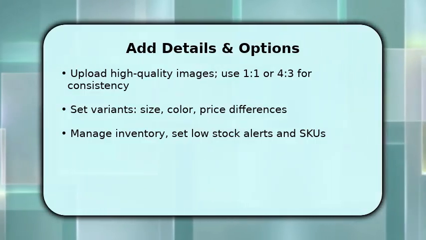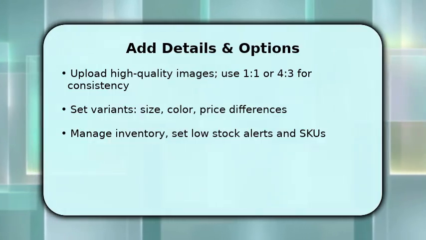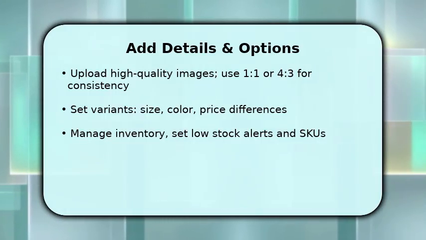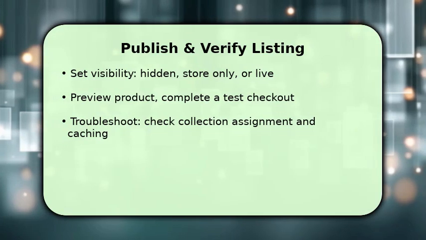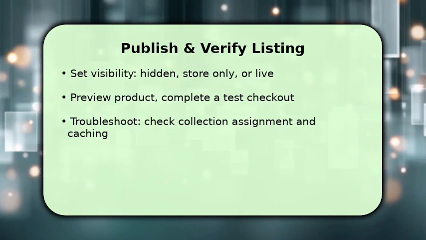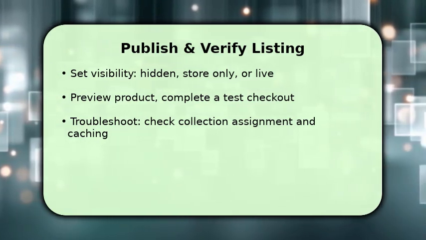Once done, fill SEO fields, title, meta description, URL slug, so the product is discoverable. Save changes and proceed to pricing, tax. Finish by choosing visibility, hide members only or publish live, then click publish to push changes to the live site.